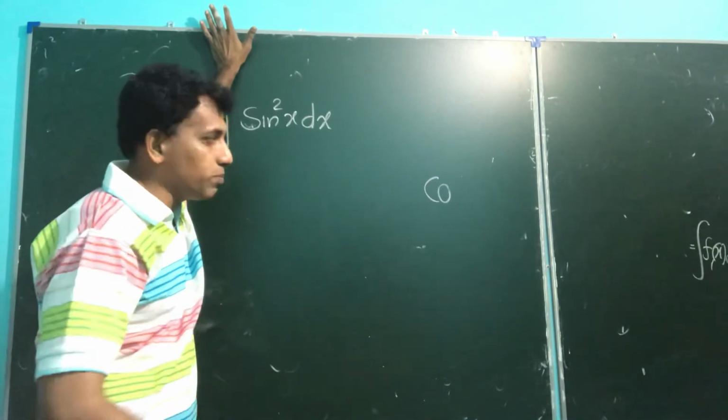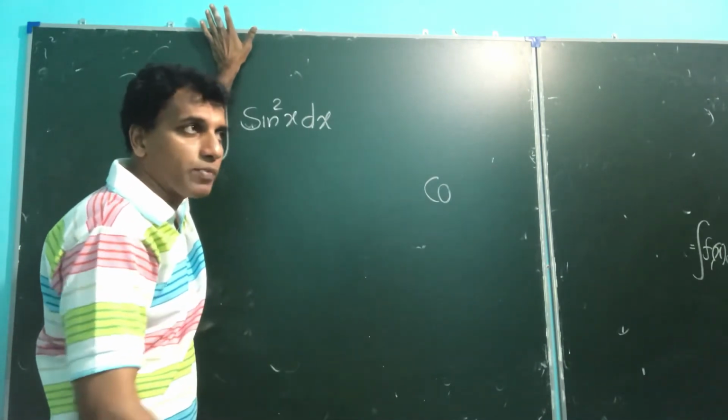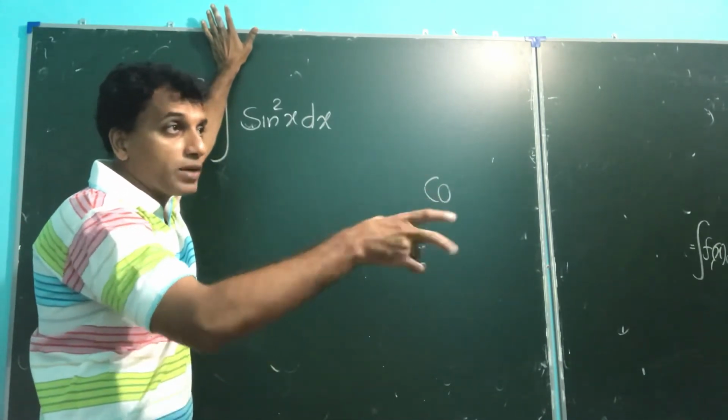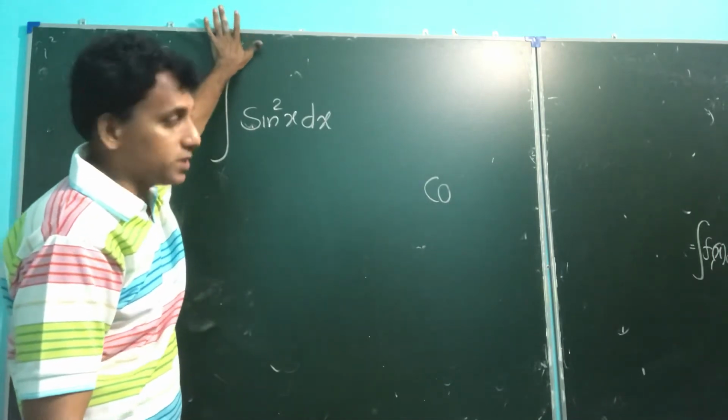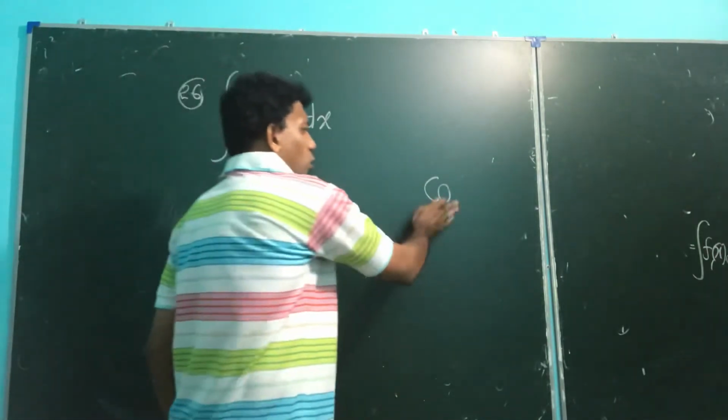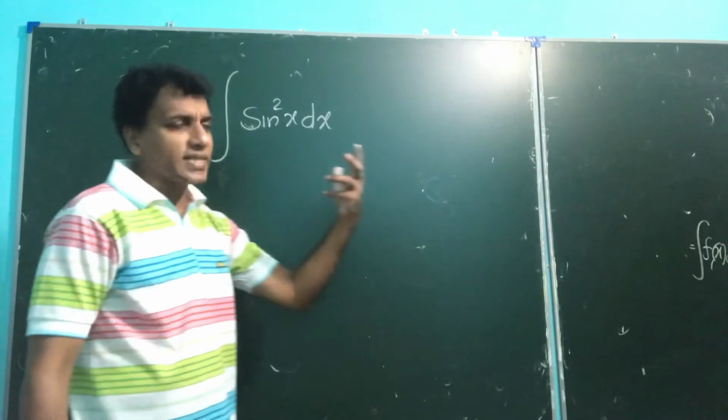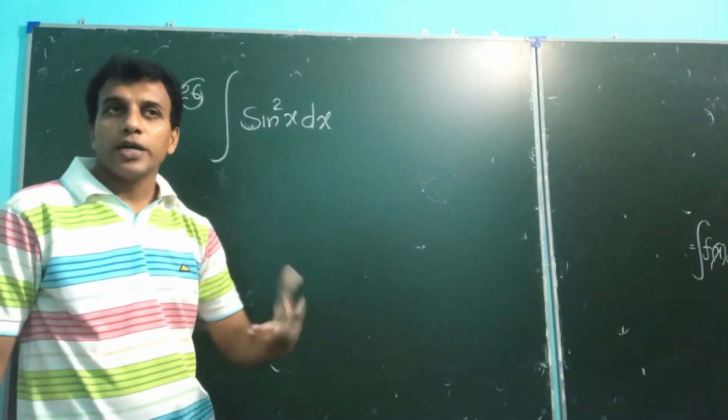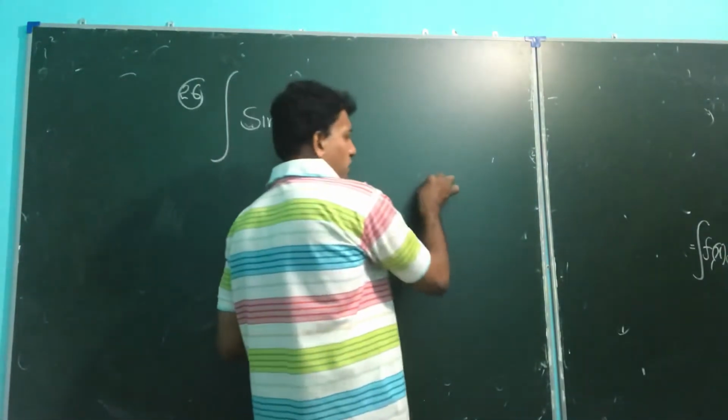If you could join with me continuously, I can show many problems. Different methods become different answers, various answers. But mostly the teachers know that sin square turns to cos 2x, right?